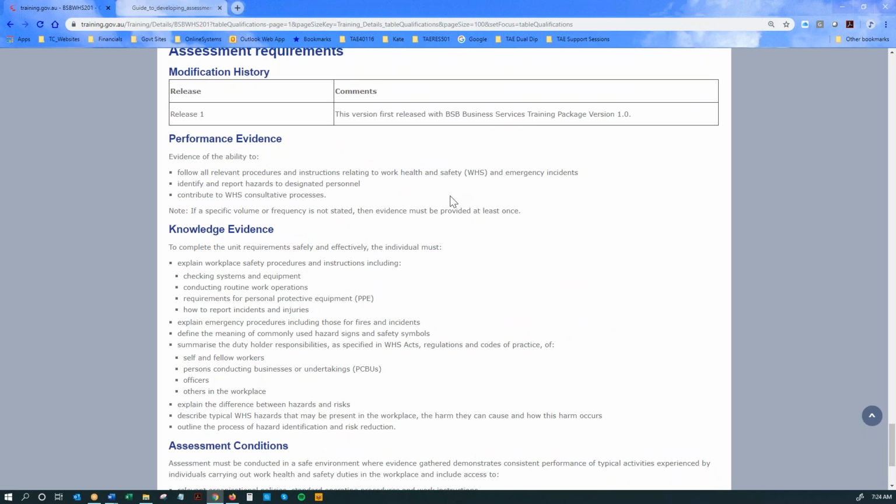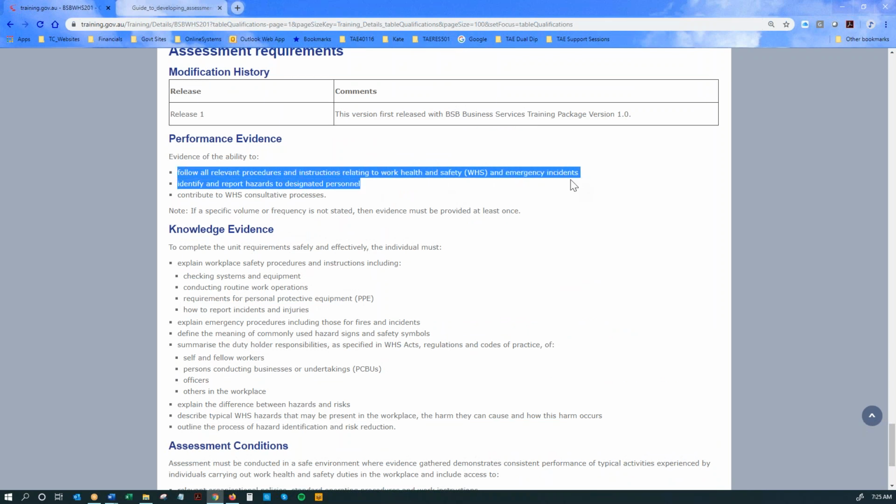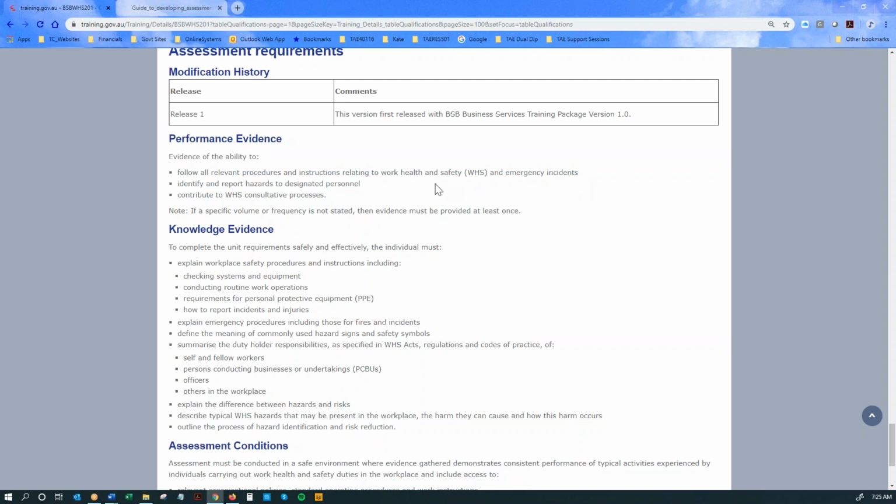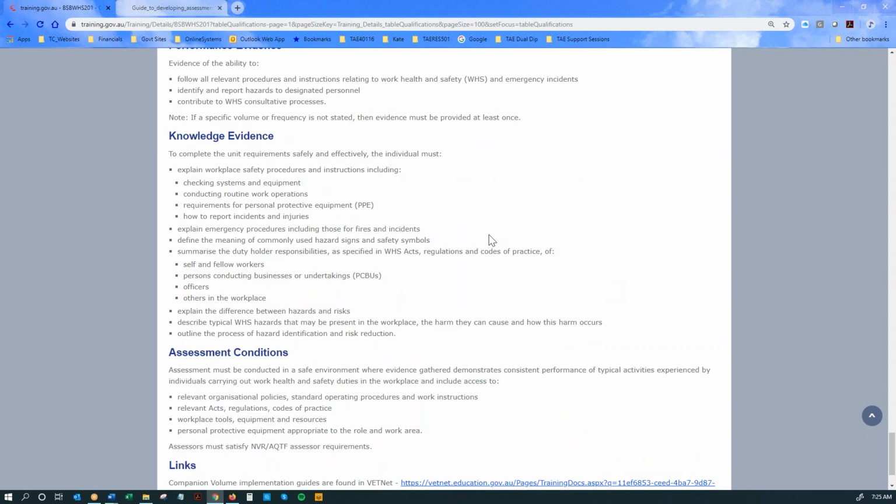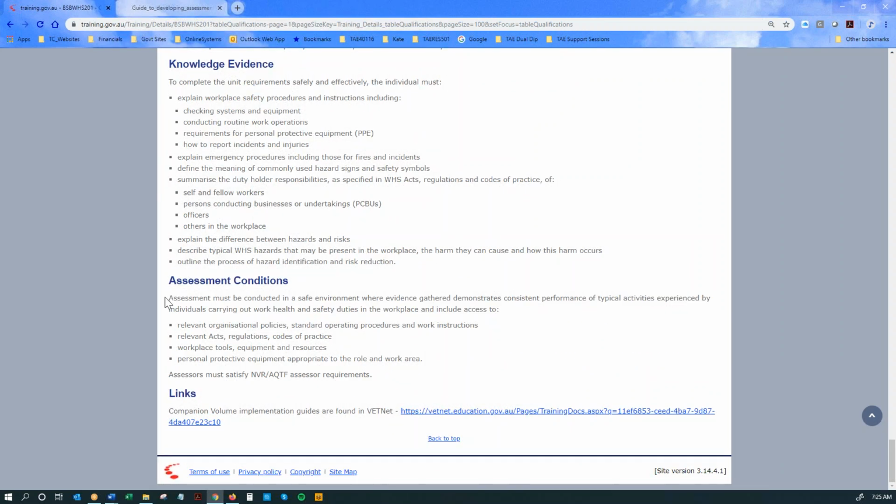Similarly, there's a section called knowledge evidence, and this is the theory that sits behind doing these things. So you really can't do some of these activities that it's asking you to do unless you know what the expectations are, the procedures, the processes that must be followed when you actually do it for real. So that's where the knowledge evidence comes in. So again, it will give you a nice clear list of exactly what is the theory that sits behind the doing part, and these bits must also be included in your assessment components.